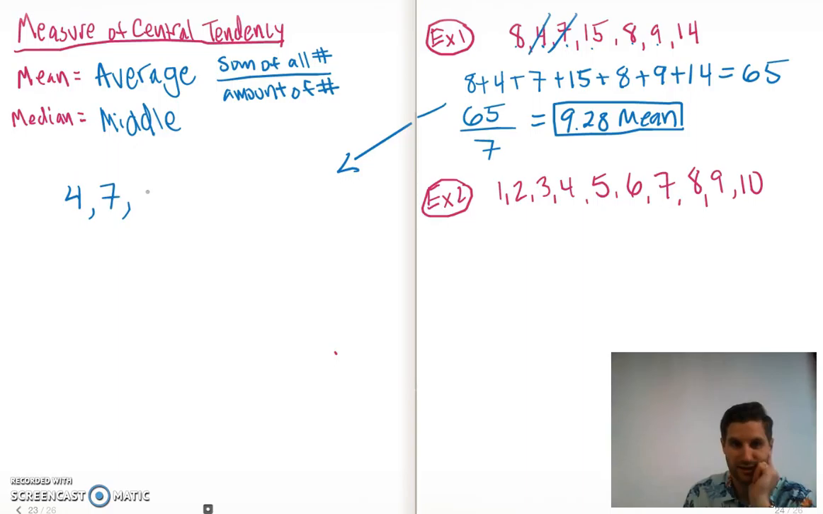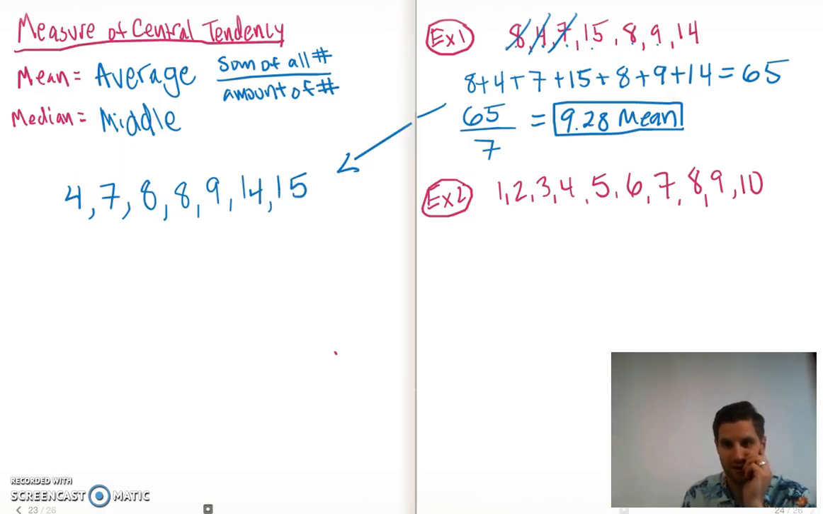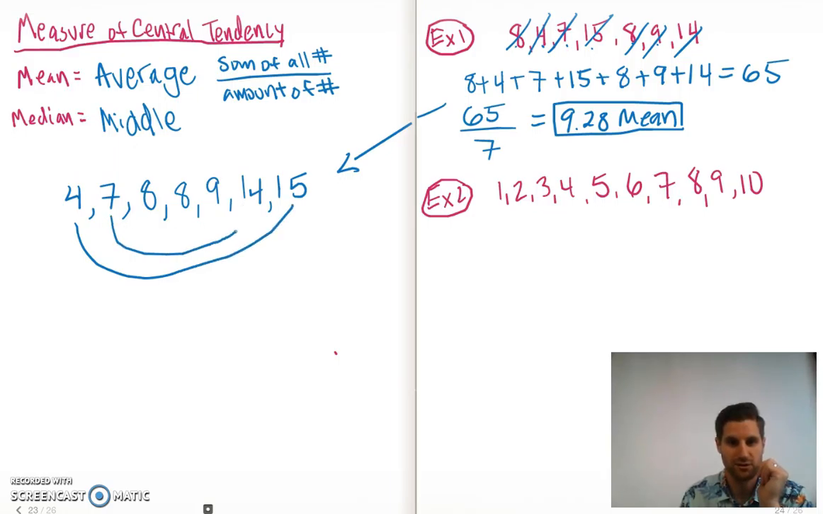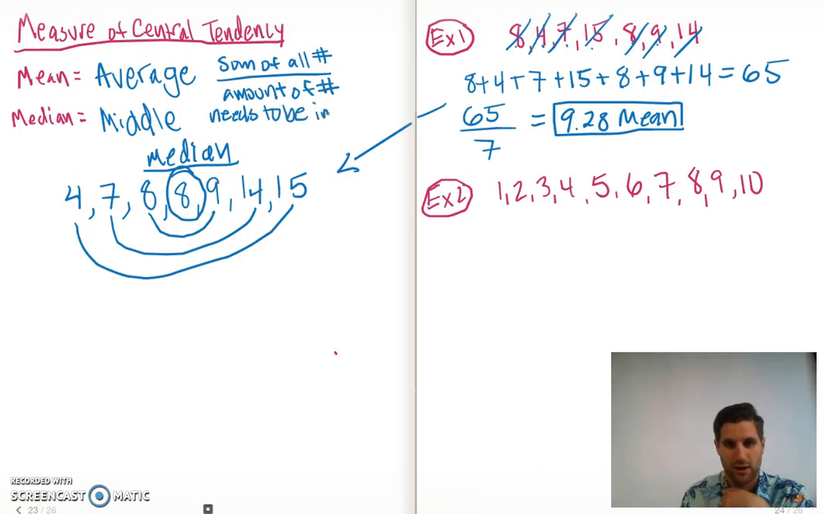And then we have 8, 8 again, 9, 14 and 15. Not that many numbers, so I didn't really have to cross them out. Just double check. Looks good. Now we just count inwards. I actually saw a student do this on the paper. Those two go to those two, those go to those two, those go to those. So what's in the middle? 8. So there's my median. So we have to have them in order and find the middle. The one thing we must say about this is that it needs to be in order.